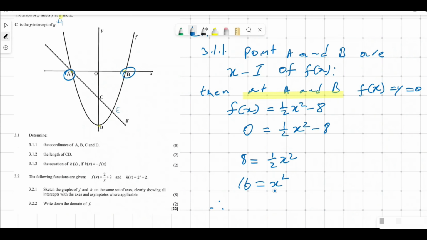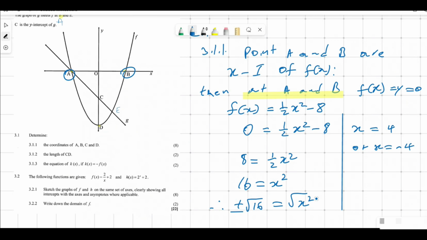Therefore, to find the value of x, we take the square root of both sides. Why are we doing that? To remove the exponent 2 on x. So plus or minus the square root of 16 equals the square root of x squared. Therefore, your value of x is going to be positive 4, or negative 4.